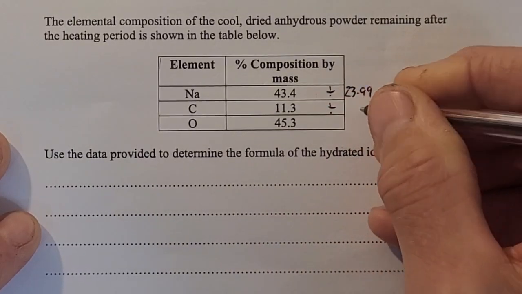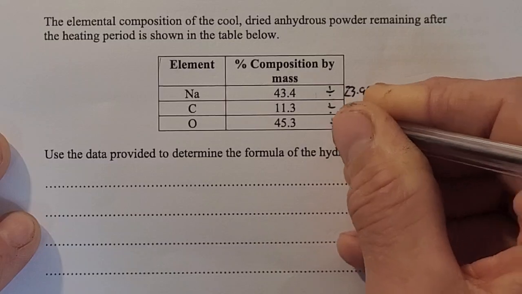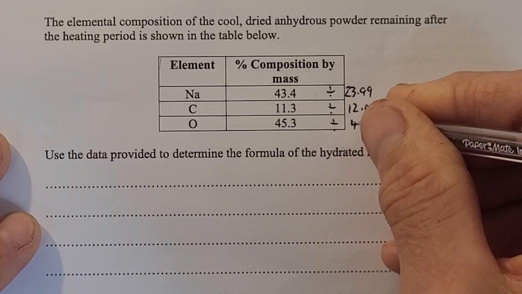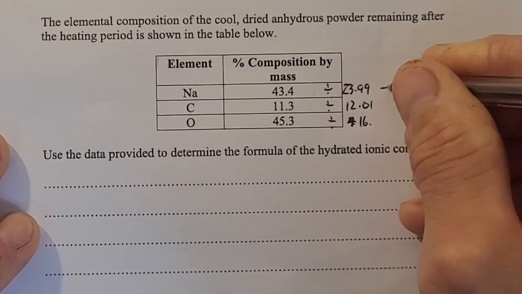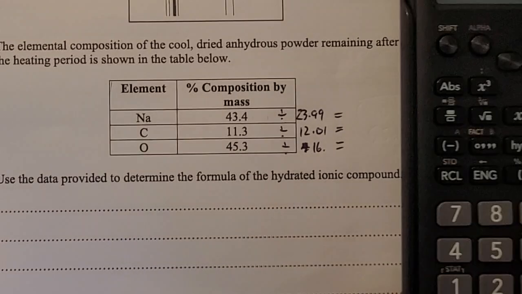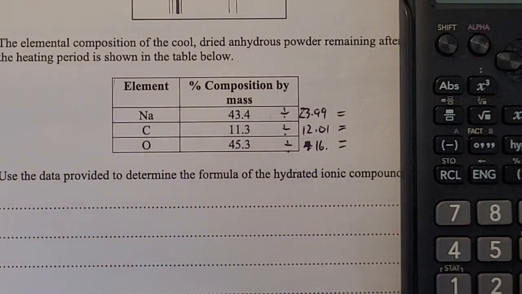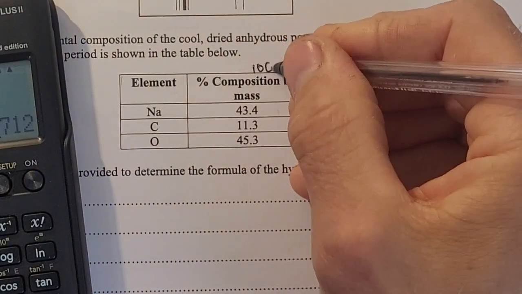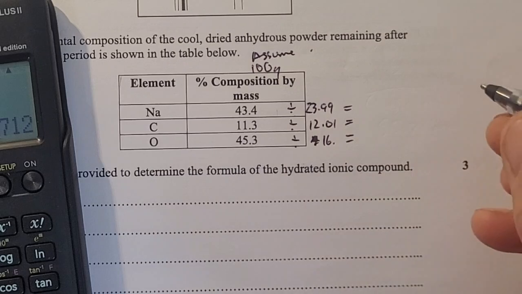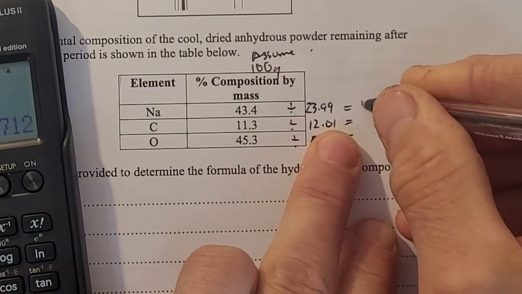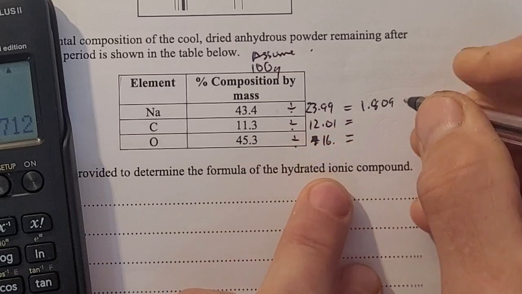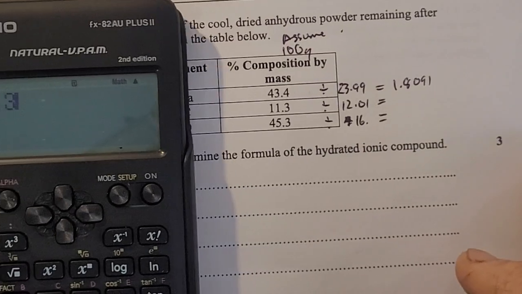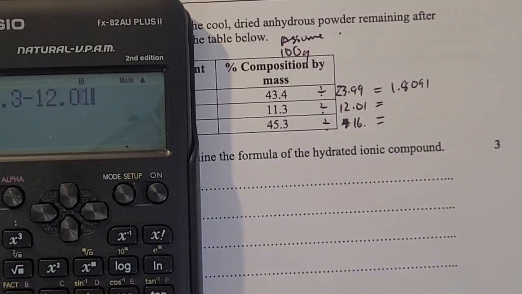23.99, divide by 12.8. We're still doing the same thing, finding the molar ratio, because this has been dehydrated now. Divided by 16, 43.4. So we're going to get the number of moles. We're assuming this is 100 grams. And so this is 1.809, and then 11.3, 12.81.